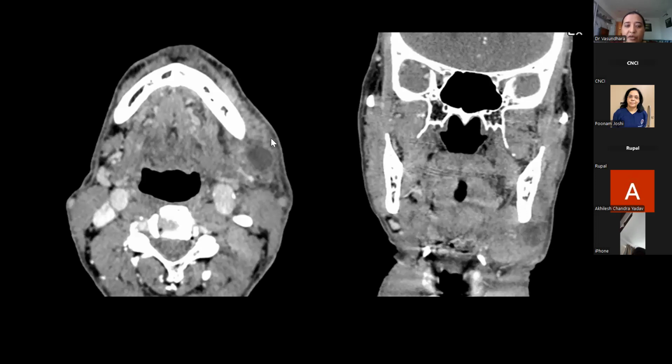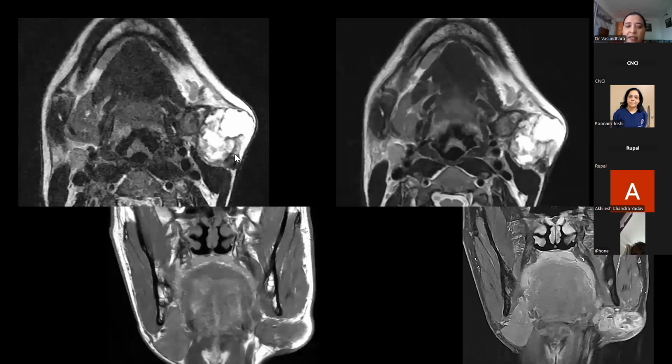Now this was a lesion over here in very close relationship with the submandibular gland. This is the vein and this is the lesion. So if the vein is present between this, I know I'm dealing with an enlarged node and not a submandibular lesion. Similarly, the vein was displaced laterally. This was a lesion from the submandibular gland.